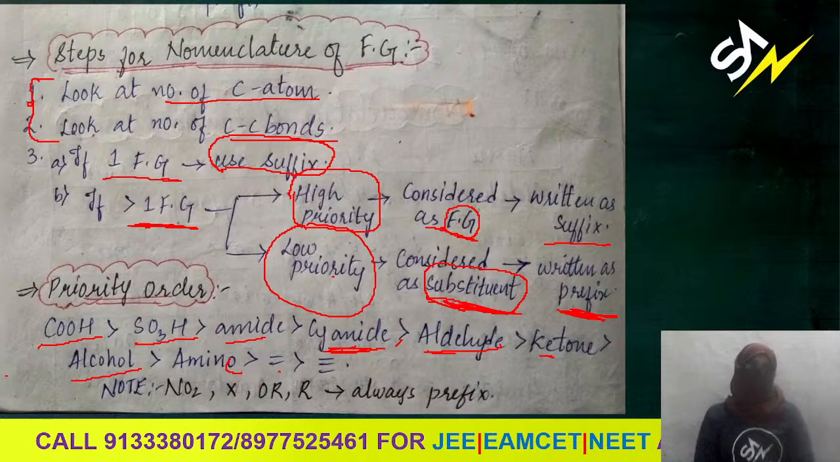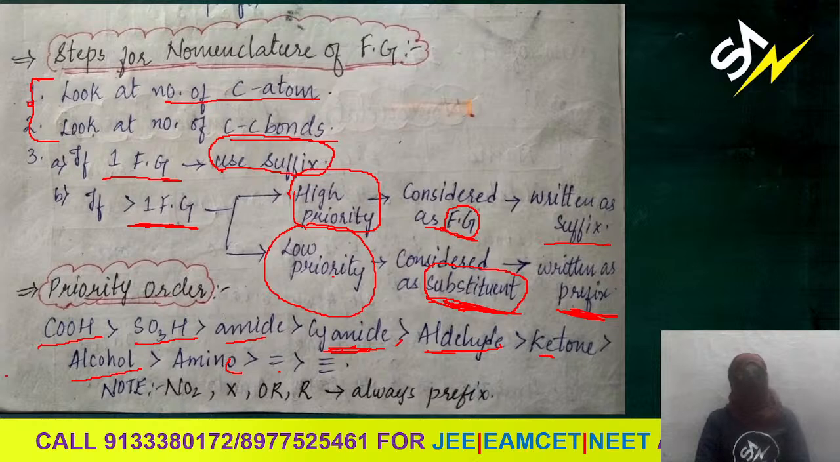Moving on to the steps, as we said already, there are 3 steps for nomenclature of functional groups. The first is to look at the number of carbon atoms. Whenever you see any structure, please look at the number of carbon atoms. Second is carbon-carbon bonds. Third is the functional group. If you find only one functional group, you will always use a suffix. Whereas if you find more than one functional group, please use the priority order.